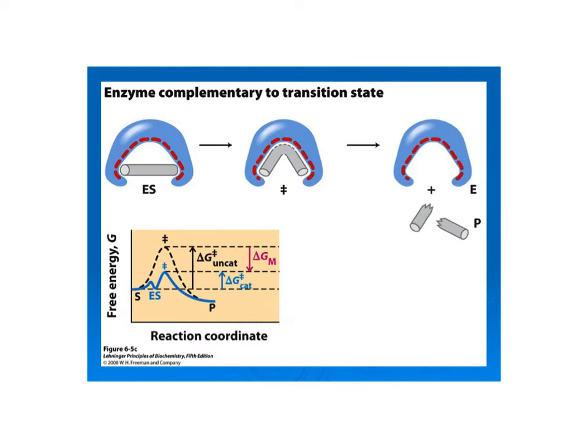For transition state theory, yes, the substrate goes in, but notice it's not perfectly complementary to the substrate. It's more complementary to the transition state. And so it lowers that peak of the transition state to make the hill a little less difficult to climb. Therefore it's going to be easier for the nucleophile or whatever to come in and break it apart.